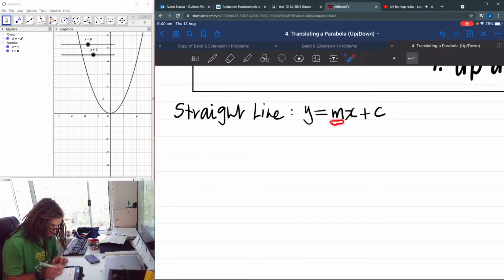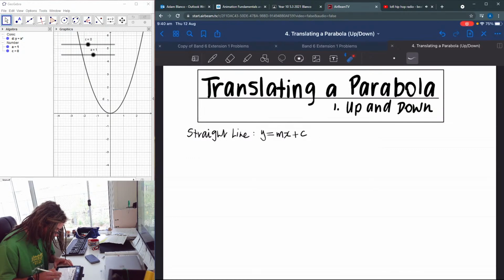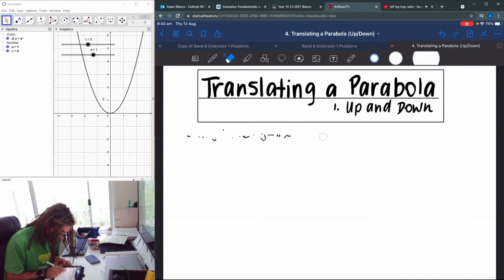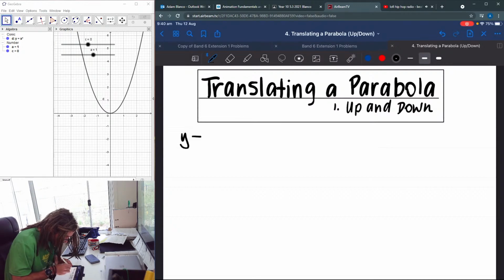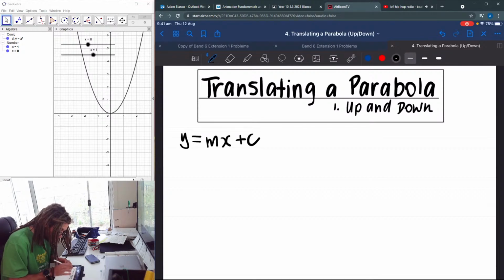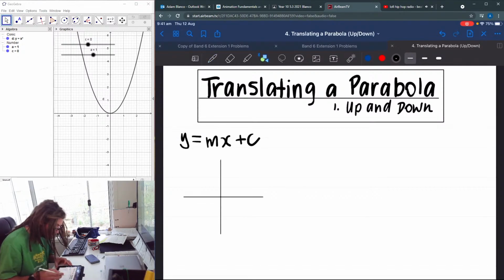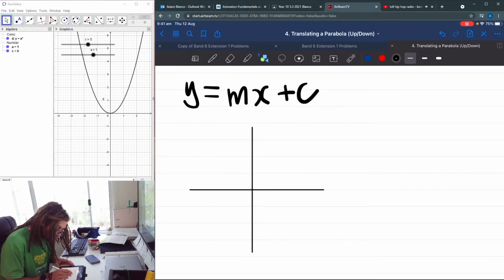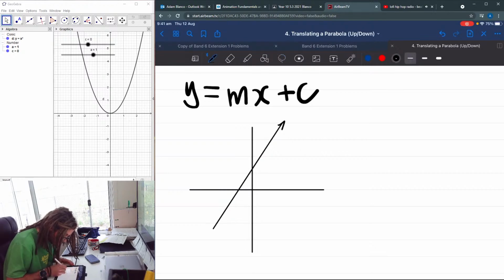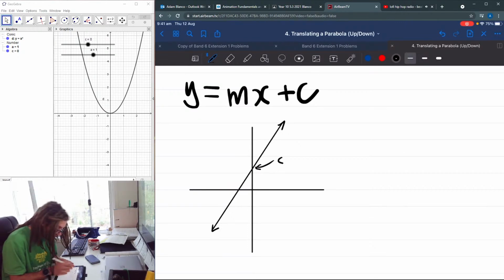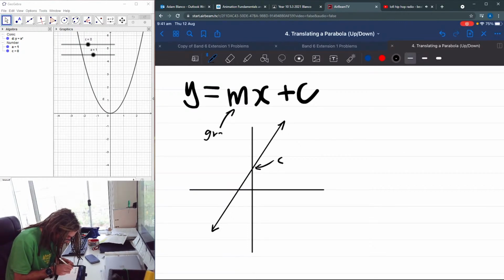So the bigger this was, actually maybe I'll draw it. Right, y equals mx plus c. Looked like that, with little arrows on the end. And we said that this value here was c, the y-intercept, and m was the gradient.